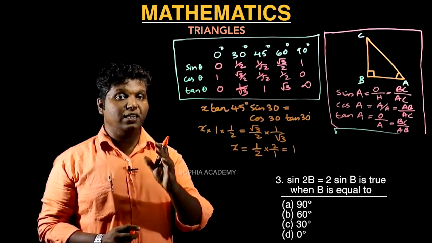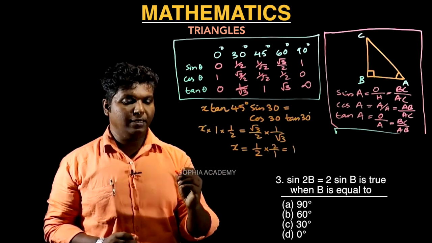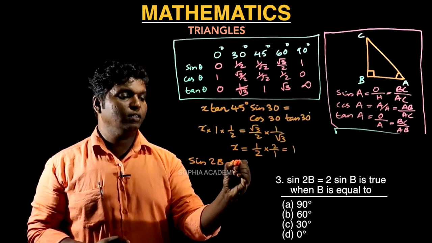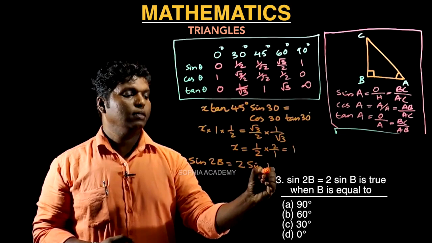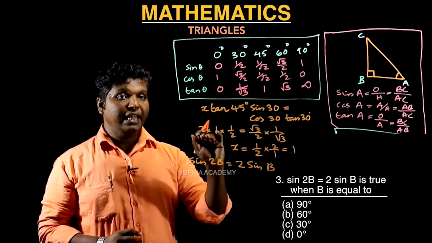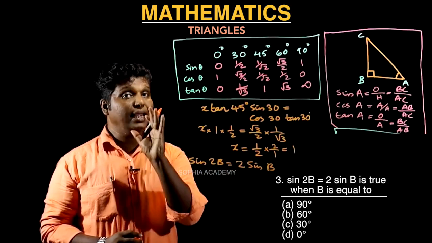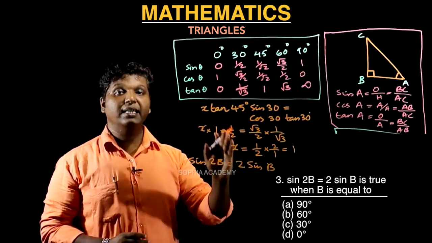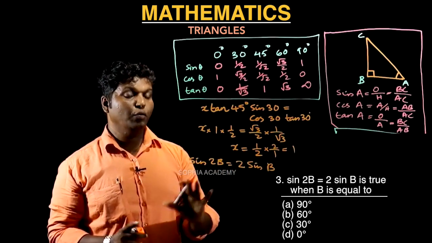Sine 2b is equal to 2 sine b. Let me write it. Sine 2b is equal to 2 sine b. So this is the thing which is given. It is true when b is equal to, there are 4 options given here: 0 degree, 30 degree, 60 degree and 90 degree. Which one is the relevant option?